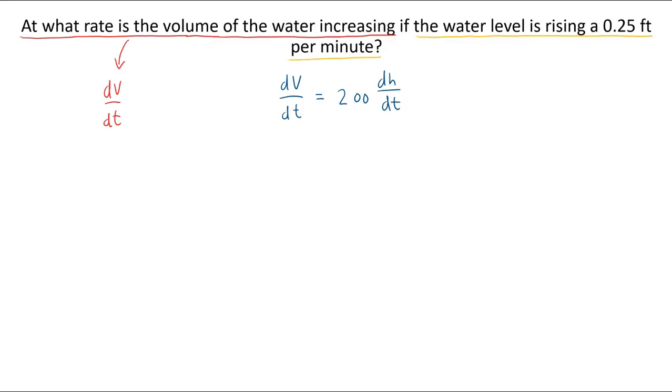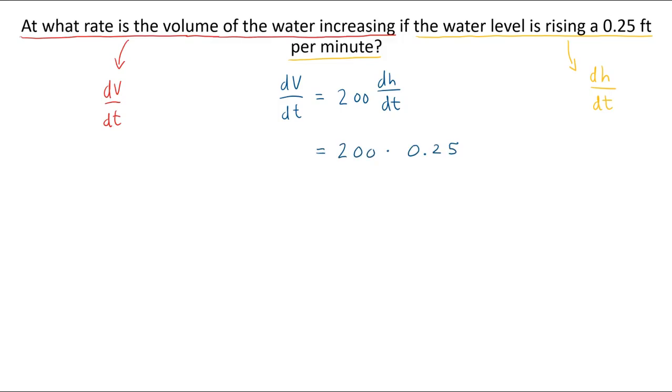The second part of this question says, if the water level is rising at 0.25 feet per minute. So they've given us another rate here, because rising at 0.25 feet per minute, that's a rate. Well, what rate is that? That's the depth rate, or how the depth is changing, or how the height of the water is changing with respect to time. So they have given us dH over dt. So dH over dt is 0.25 feet per minute.